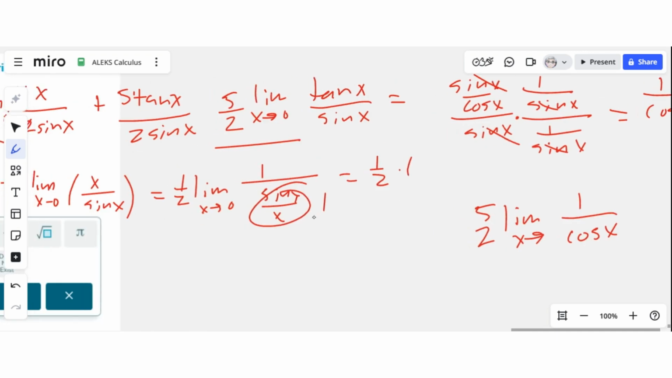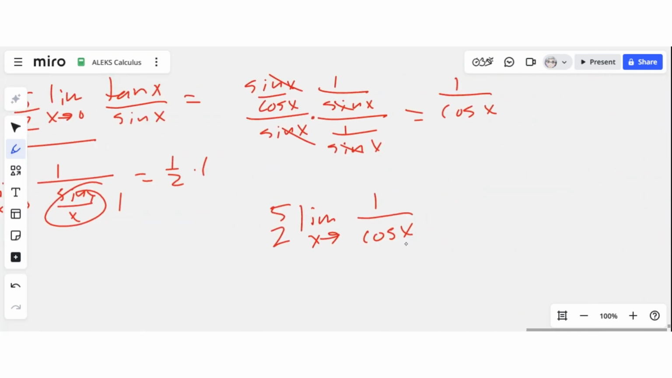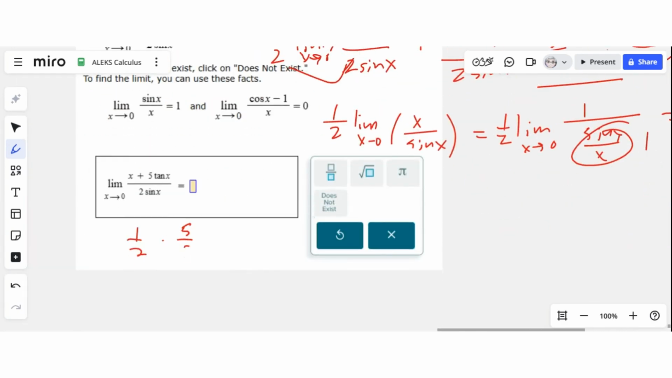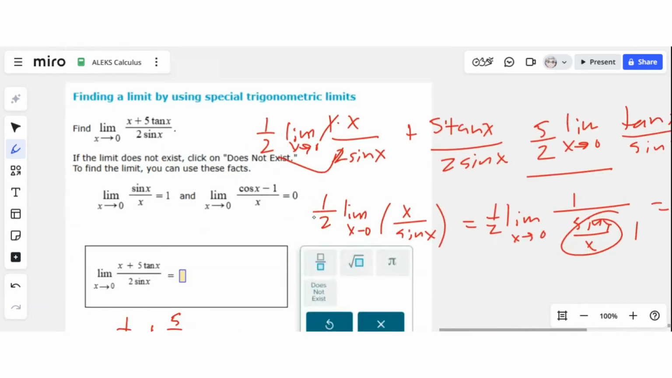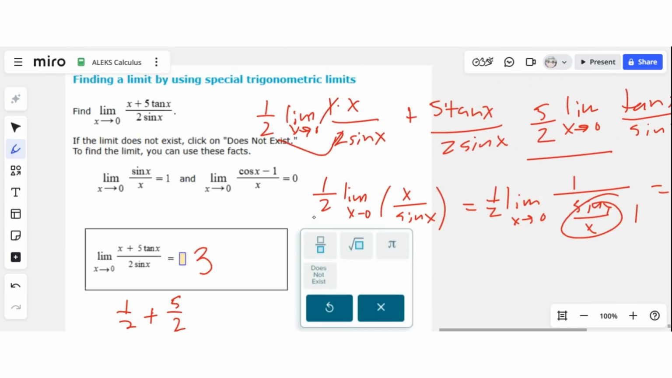And you might say, what good does that do me, because it doesn't look like that at all. However, we can actually evaluate this. This cosine function is continuous at 0, which is where we're trying to compute this. The cosine of 0 is 1. So this is 1 over 1. So this part is 5/2 times 1 over 1, or just 5/2. So we've got 1/2 and actually plus, right? Because these were added together. 1/2 plus 5/2 is 6/2, or 3. Whew. So we got there. That's a little bit of work with finding limits using these special trigonometric limits.